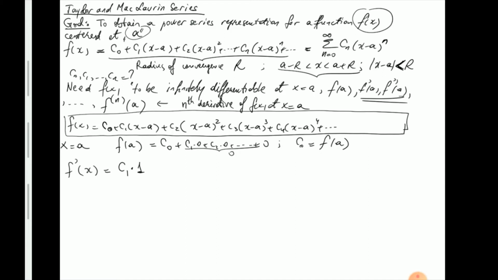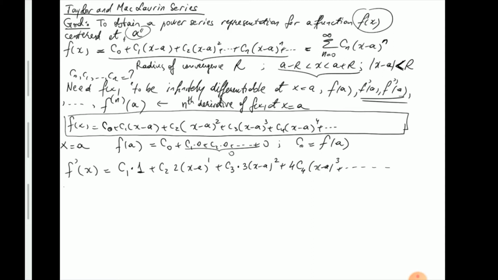And the next one will be c2 times 2 times (x minus a) to the first. Then the next one is c3 times 3 times (x minus a) to the second. So we differentiate by the power, right? So 4 c4 times (x minus a) to the power 3, and so on.